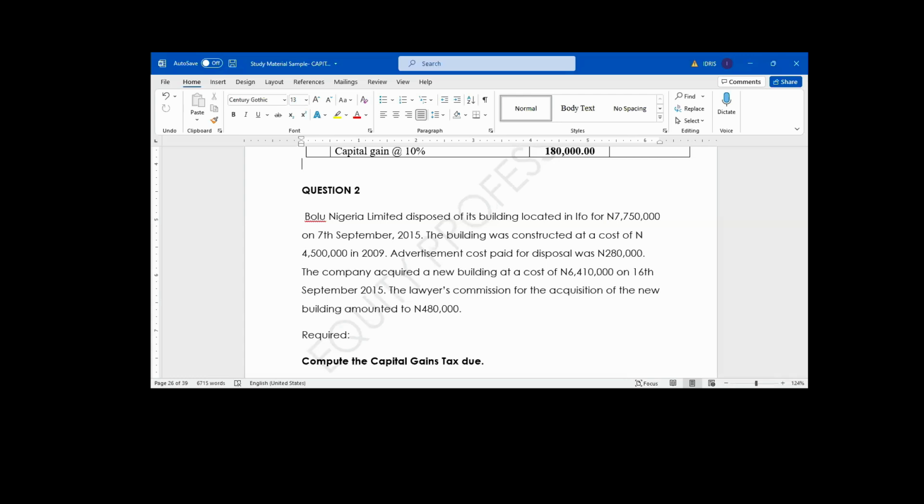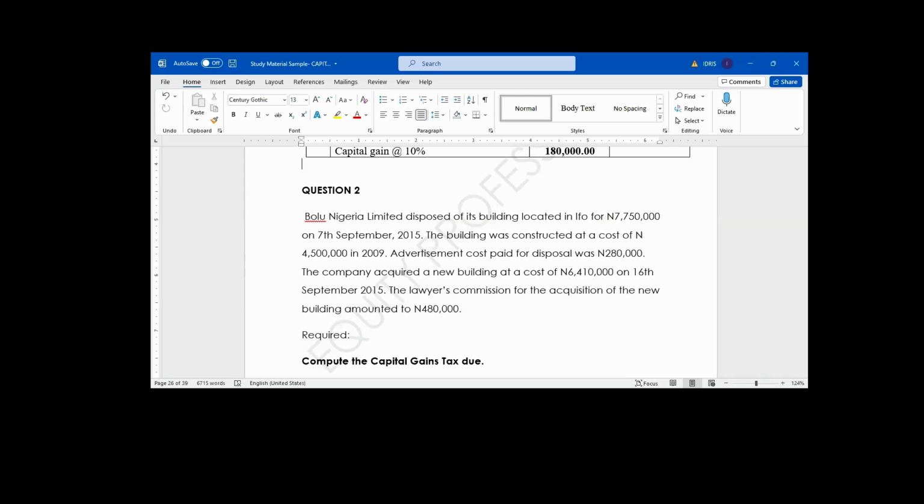The old asset: how much did they sell it for? They sold the old asset for 7.75 million. Why selling the old asset? They incur some expenses called what? Advertisement cost. Advertisement cost is an example of selling expenses, which I mentioned last 2 weeks.